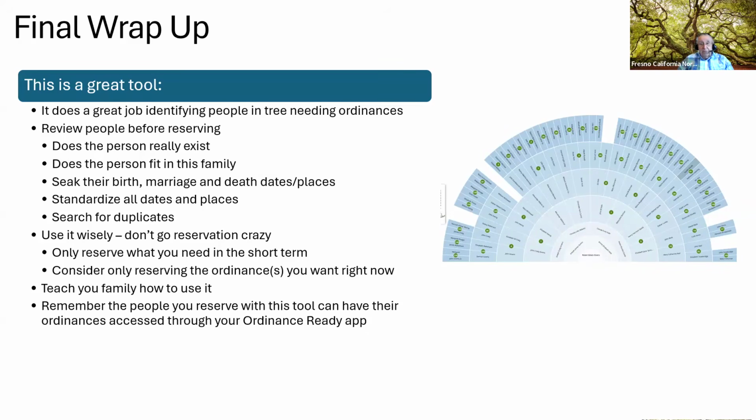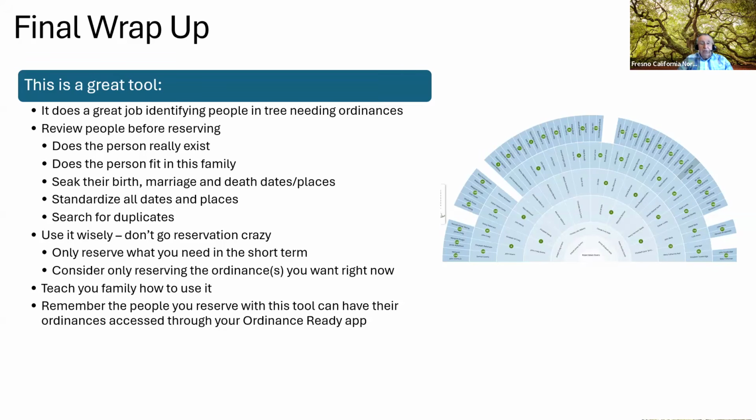Remember to review them before you reserve them. Do the people exist? Do they fit into the family? Find their birth, marriage, and death information if you can. Standardize dates. Search for duplicates. Use it wisely. Don't go reservation crazy. Only reserve what you need. Consider reserving the ordinance you want right now and not others.